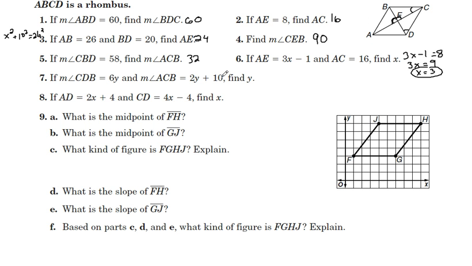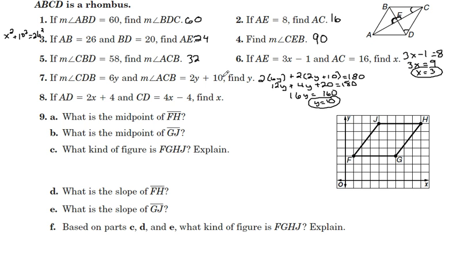Okay, so if we have 2 times 6y and 2 times 2y plus 10, we can set that equal to 180 due to the fact that consecutive angles of a parallelogram or rhombus are supplementary. This solves out to 12y plus 4y plus 20 equals 180. We'll subtract 20 from both sides and get 160. 12y and 4y make 16y. And that makes y equals 10.